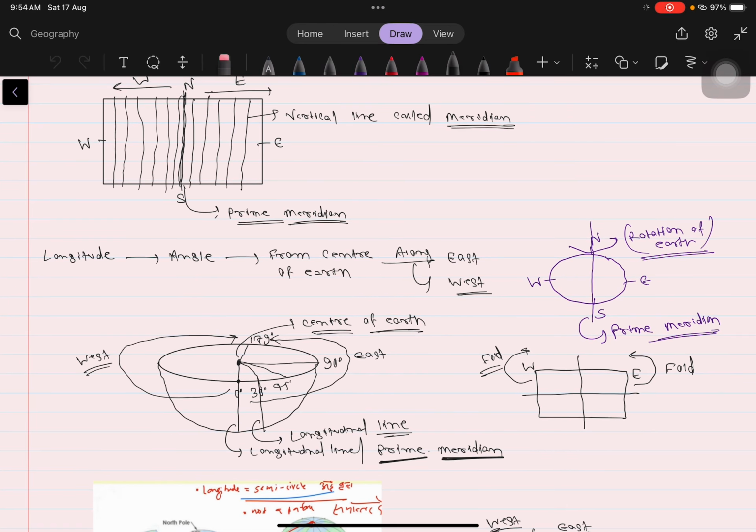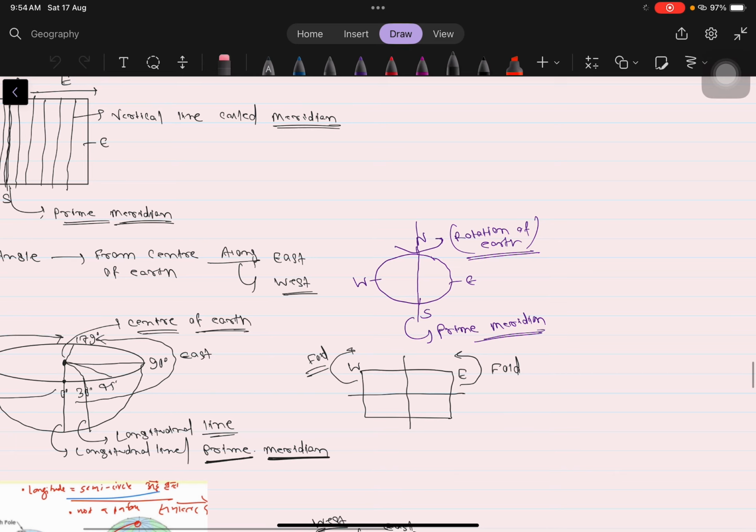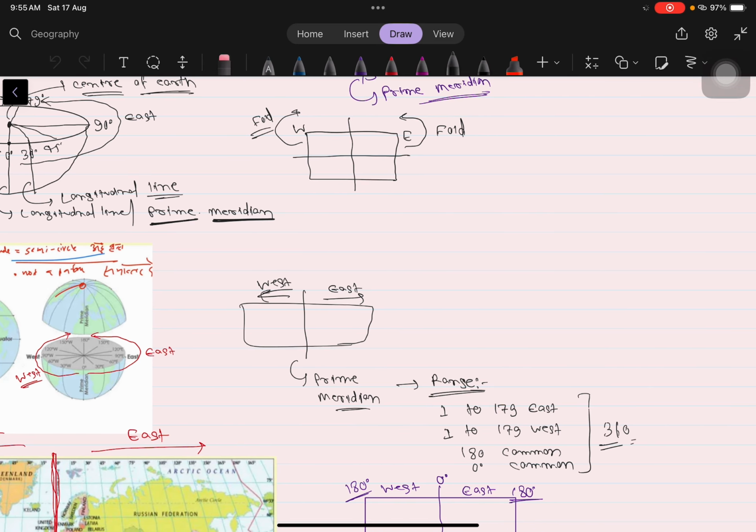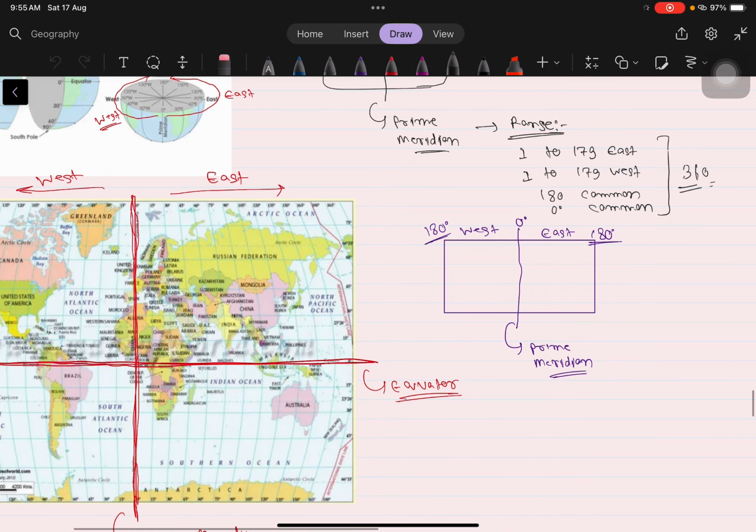So we can see that these are longitudinal lines, and at 0 degree it is the prime meridian. And talking about the range, it's 1 to 179 in east direction, 1 to 179 in west direction, and 0 degree and 180 degree are common, so total 360 longitudinal lines.